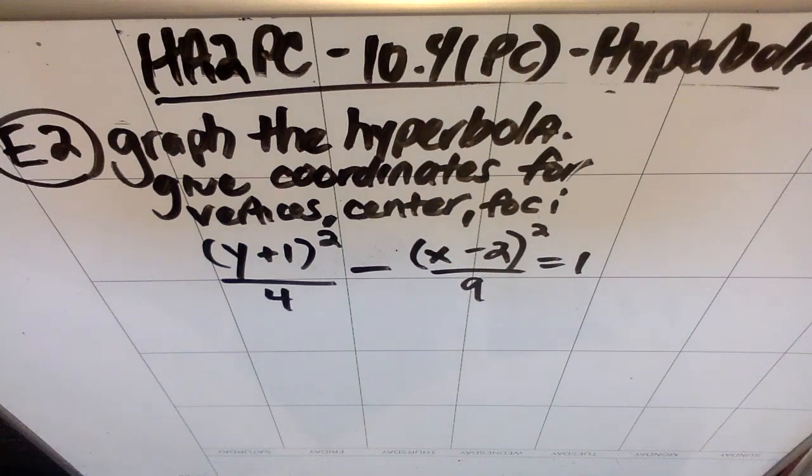This is Honors Algebra 2 Pre-Calc. We're doing 10.4 in Pre-Calculus, which is hyperbolae. In example 2, we're asked to graph the hyperbola, give the coordinates for the vertices, the center, and the foci.